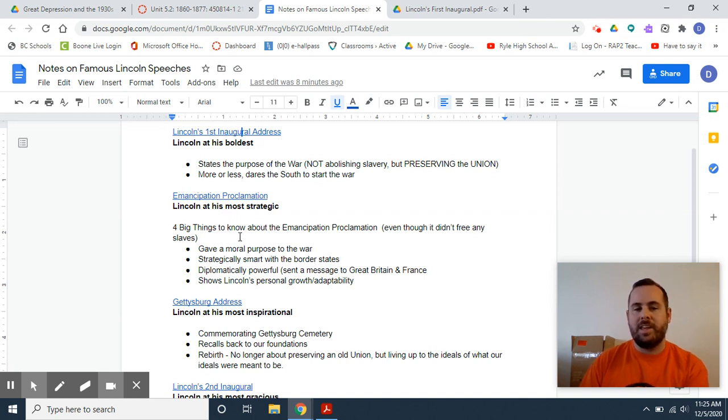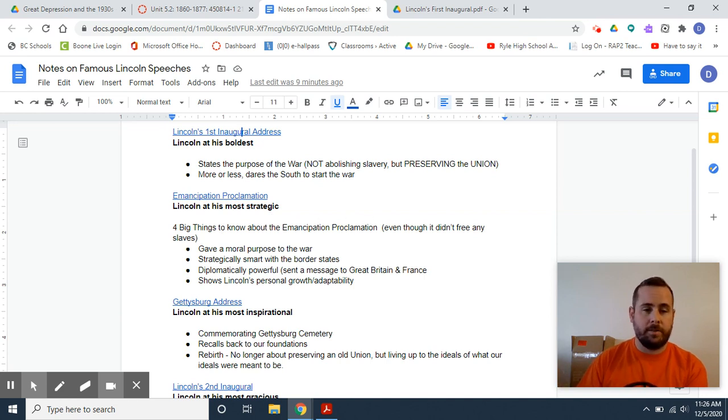I said there are four big things to know about the Emancipation Proclamation, even though it didn't free any slaves. This is important. The Emancipation Proclamation doesn't free any slaves. It's a statement of intent, of rule. It's technically an executive order, but it only has effect if the people it's speaking to listen. And Confederates were not going to listen. This is why you're going to have to fight the rest of the war to actually liberate the slaves. So the Emancipation Proclamation isn't actually going to free any slaves, but it's still strategic and it's still super important.